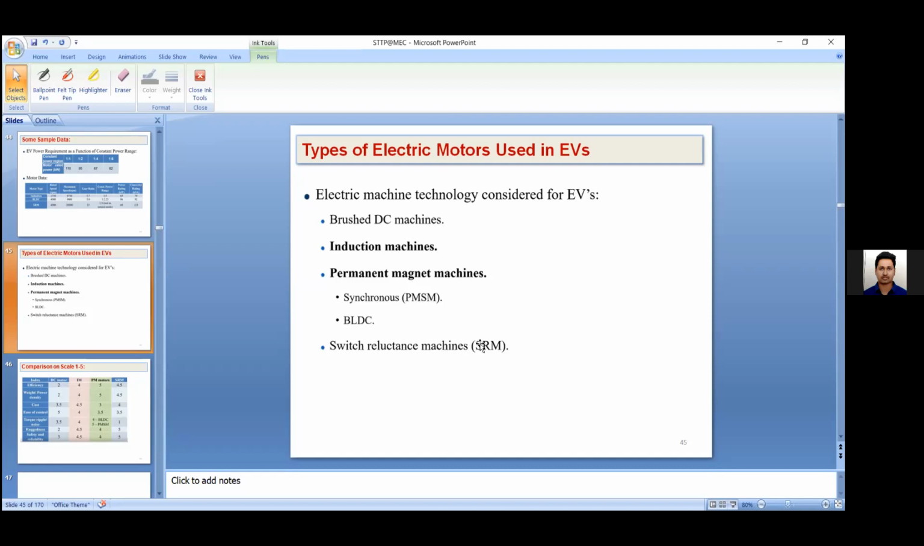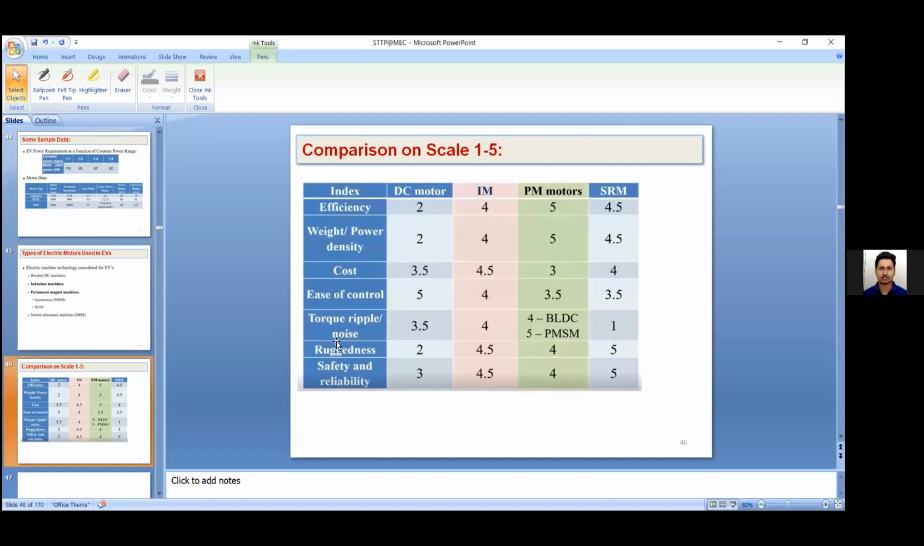But SRM is not popular, sir. Popular are induction and BLDC, these three are popular. That's why I have highlighted these two things. In SRM, there is a constraint in terms of torque ripple and noise. More noise and vibrations will be there. That's the reason it's not preferred for normal applications.